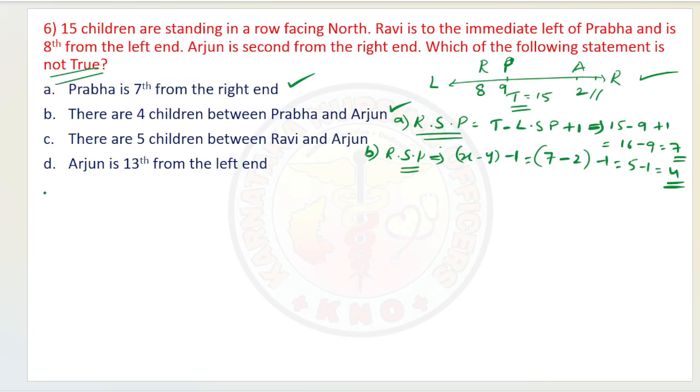Next, third statement. There are 5 children between Ravi and Arjun. So Ravi's left side position is given.